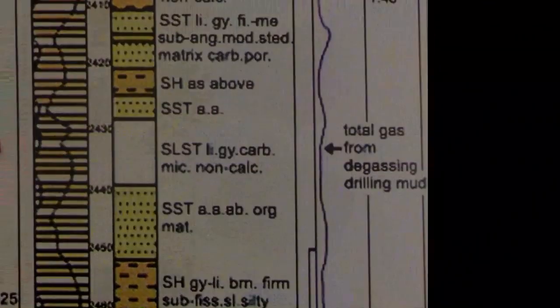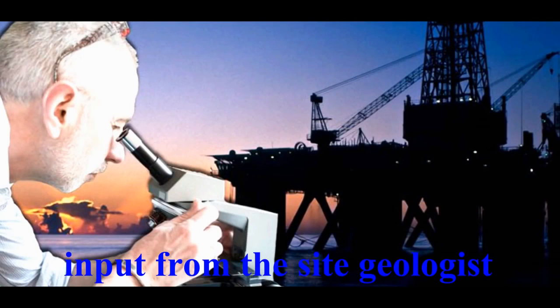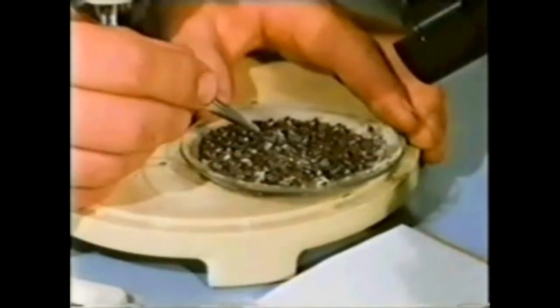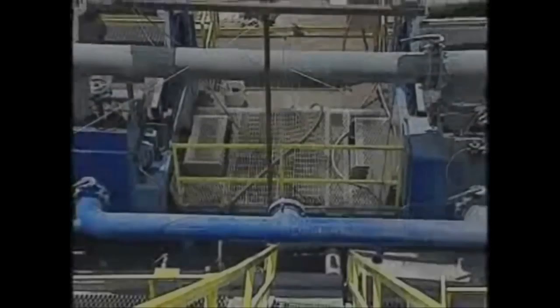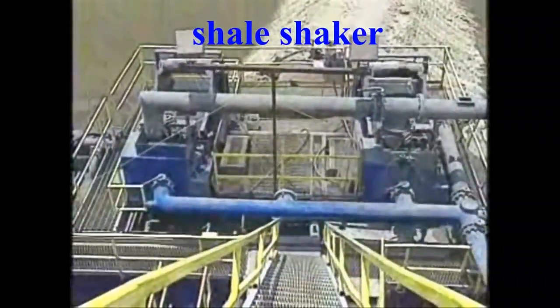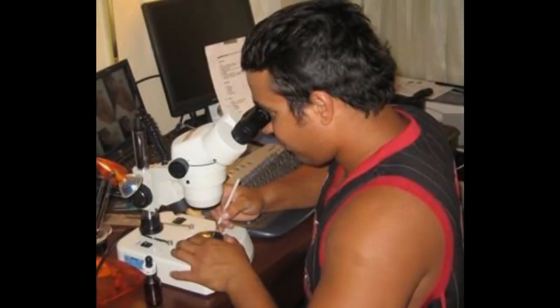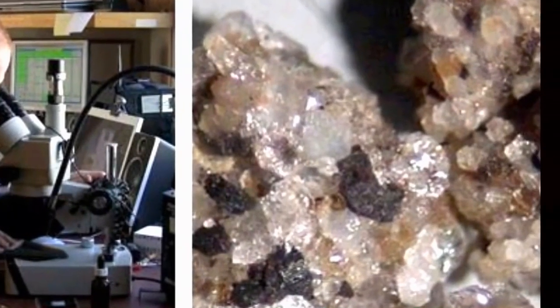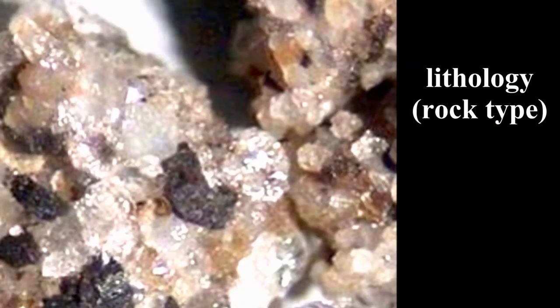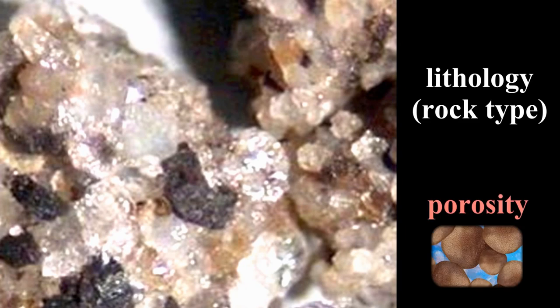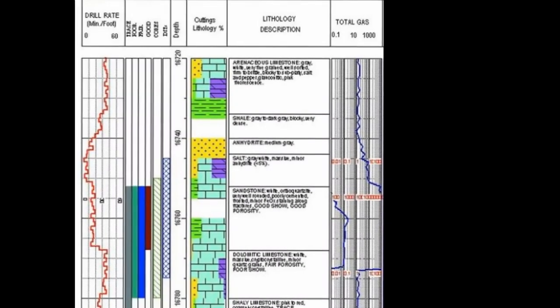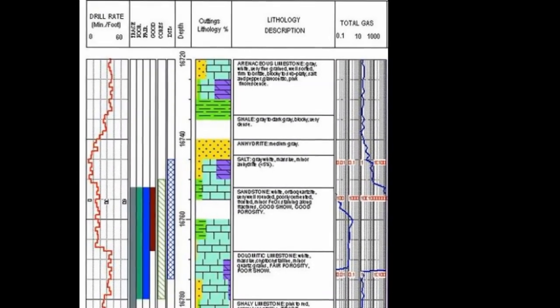The third input comes from the site geologist, who identifies and studies the cuttings that are filtered out by the shale shaker as the cuttings are brought back to the surface in the mud stream. He collects samples of these cuttings every few feet of drilling in order to examine them under a microscope. In studying these samples, he describes their lithology and porosity in detail and determines whether oil shows, gas shows, and hydrocarbon odors are present.